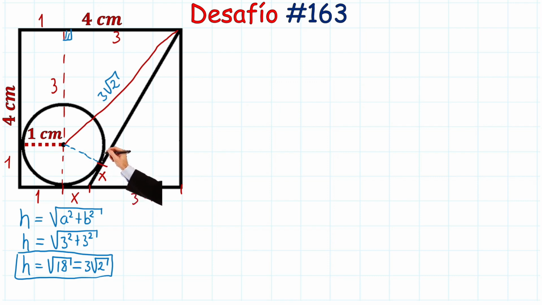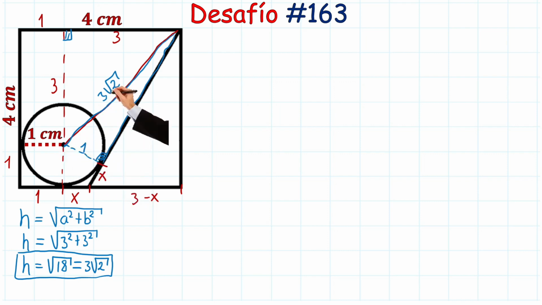Where is this line tangent to the circle? Here 90 degrees will form because it's tangent to the circle. So here we have 90 degrees, that is, we have another right triangle. Notice, it goes like this. So this red line would be the hypotenuse of this triangle here. And this here measures 1 because it's the radius of the circle. So this will also measure 1.